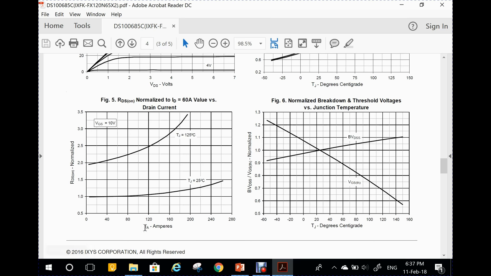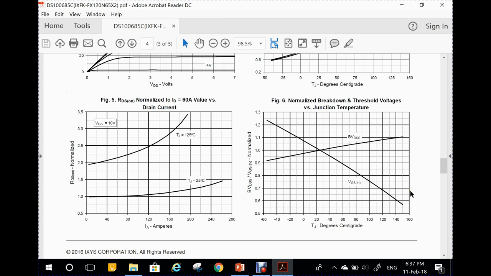This is also the RDS(on) as a function of the current. It turns out that there's some sensitivity to the current that you are passing. This is, by the way, measured in a pulse mode. So at very low current, it's normalized. Again, this 24 milliohm. So here it's 1, but then it goes up. That's not too much, but as you see, when the temperature is different, high temperature, then it goes quite a bit higher.